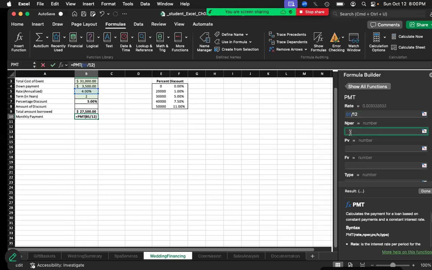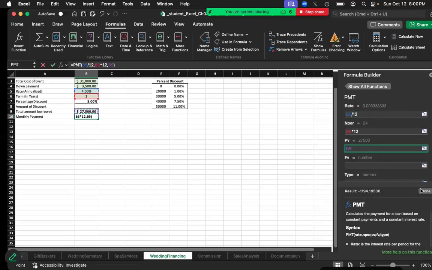For the number of periods, we're going to borrow money for 2 years. So I'm going to click on the 2, and then I'm going to multiply it times 12. Again, better to have the 24 out on the worksheet, but we're going to stick with this. The present value represents the amount of money that we're borrowing, and in our case, we can see it's the 27,500. You'll notice this result comes back negative.